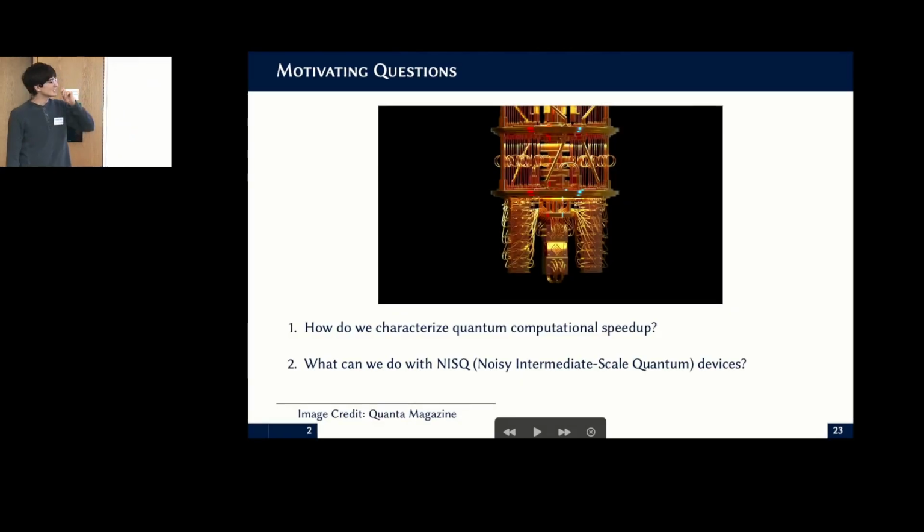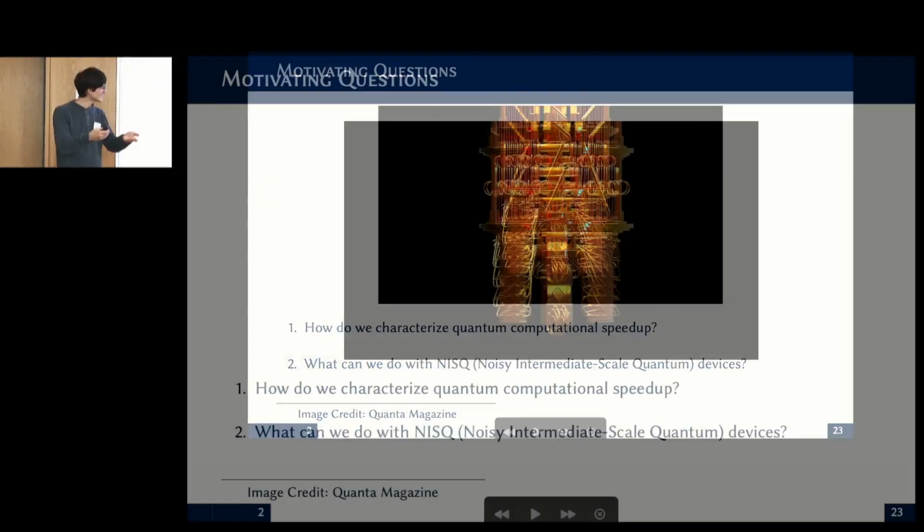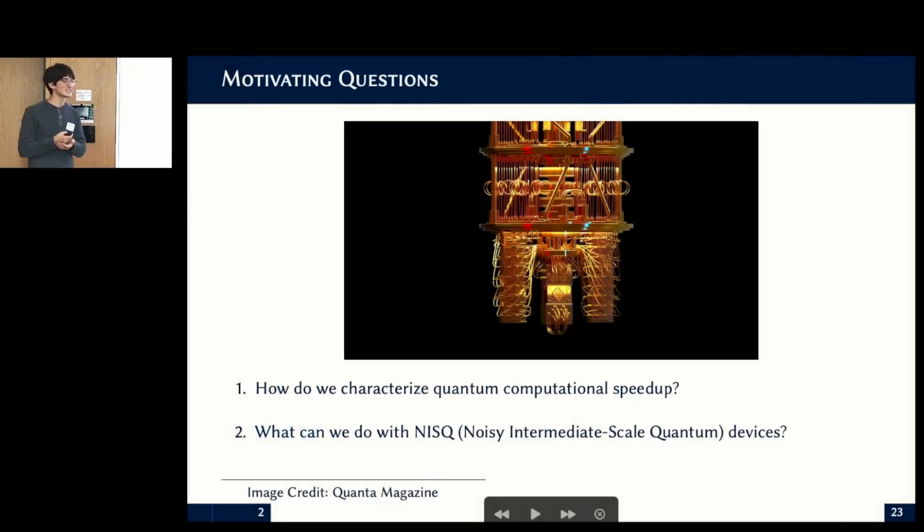So now we can get into some of the motivating questions, which I think sit nicely towards the aims of this workshop, like looking at quantum information processing in the near term. We've seen a lot of different perspectives on how to answer these two questions, and here I'm going to provide yet one more flavor. The first being, how do we characterize quantum computational speedup or advantage? And the second being, with these noisy small devices we have available, what are interesting things we can do?